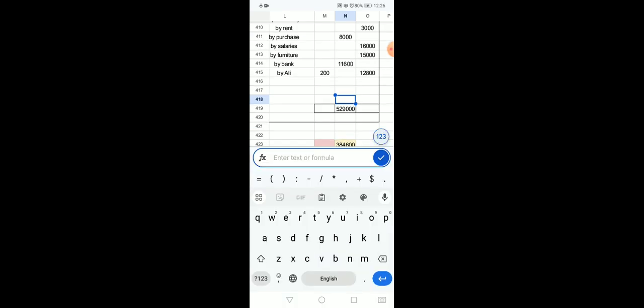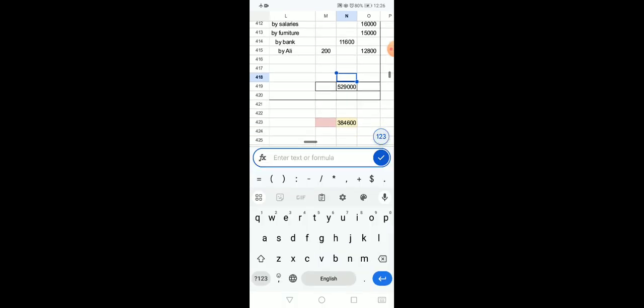Third step is just write down the missing amount. How will you calculate the missing amount? You will subtract the smaller amount from the larger amount. This is the larger amount, 529. You will subtract the smaller amount from it, and here you have the missing amount.